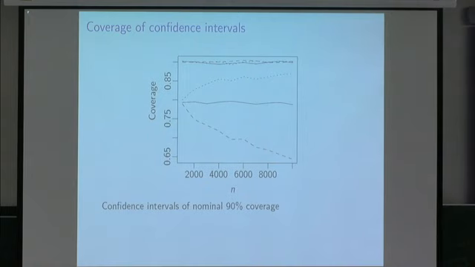Let's skip to this one. This is coverage of confidence intervals, which was supposed to have 90% coverage. The three top lines show what happens if you use a very accurate approximation to the likelihood, which in this case is available because this is a model where the likelihood factorizes into a product of one-dimensional integrals.